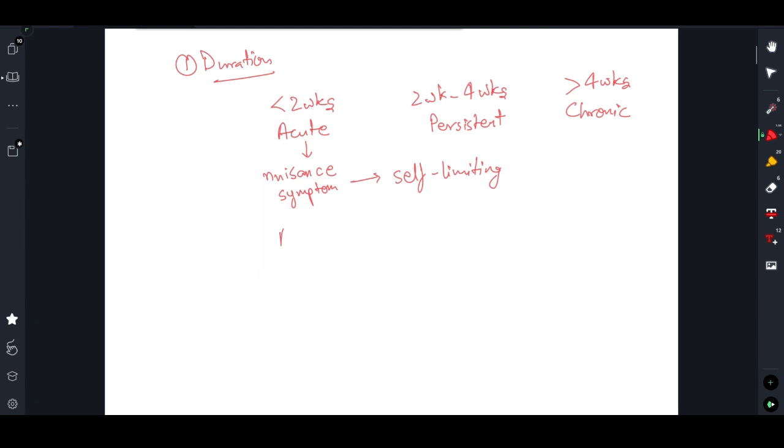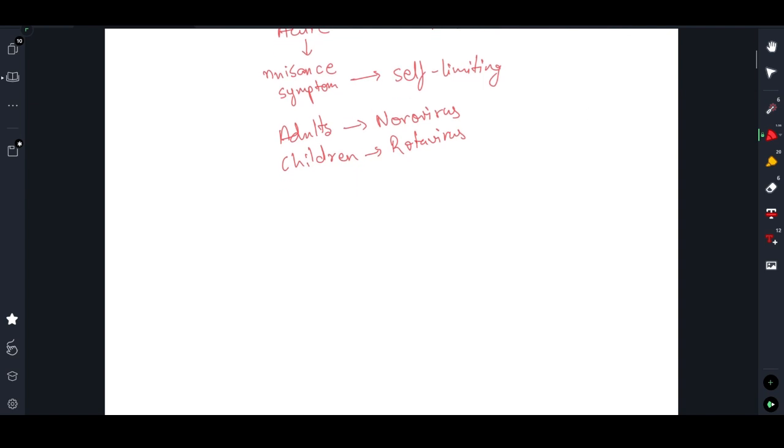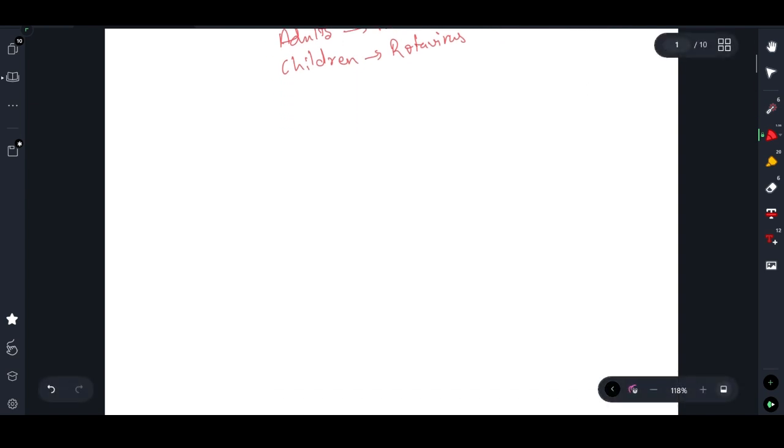In case of adults, the most common virus that infects is norovirus. Whereas in case of children, it is rotavirus. So with this we complete our first discussion on the classification of diarrhea based on duration. Now moving to the second classification. Here the basis is the underlying pathology, right? So this is the pathology classification of diarrhea.